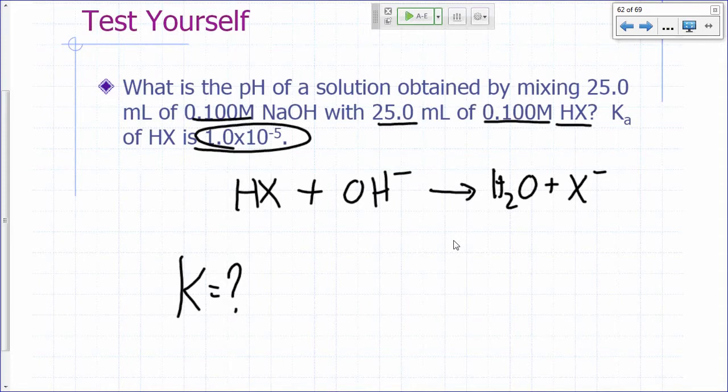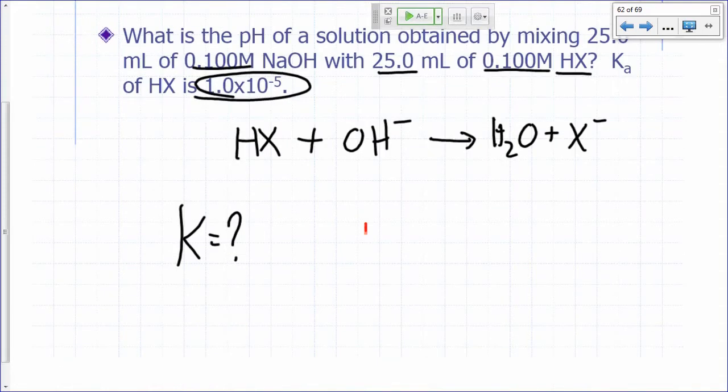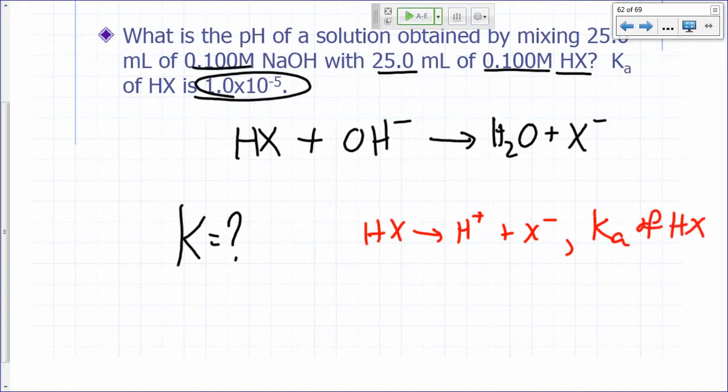When you're neutralizing, let's see if we can construct this from two reactions. You have HX gives you H plus and X minus. What's the KEQ for this one? This is Ka of HX, right? And what's the other reaction we can use? We can use the autoionization of water. So you have H plus and hydroxide gives you H2O. What's the KEQ for this one?